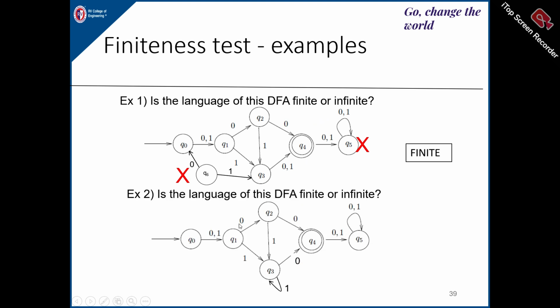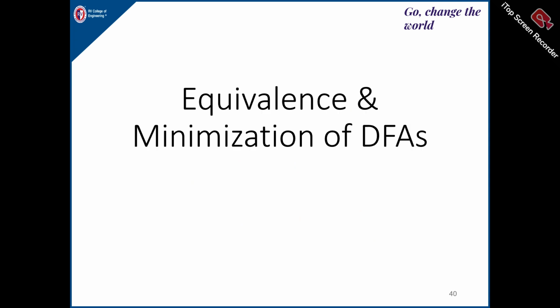Suppose another is this machine. You can observe here, this is a state which I will remove because from this state there is no reachability to the final state. Then if you see, there is a self loop on this Q3, which can make any number of ones be generated from this. So this makes the DFA an infinite DFA. Due to this it is infinite.